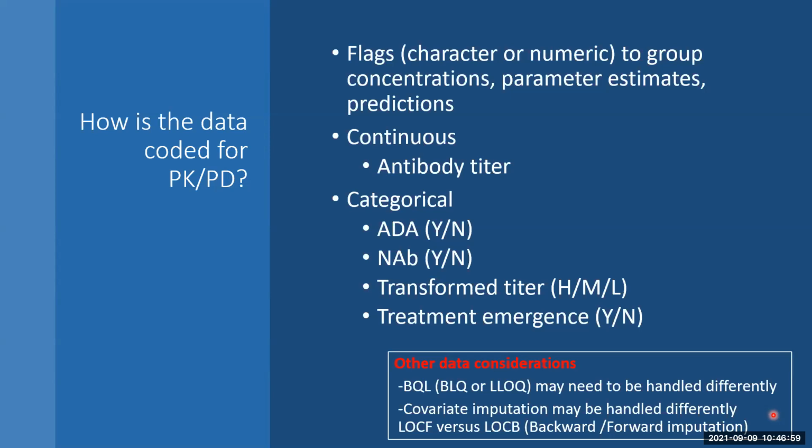The anti-drug antibody may also have an effect on the way we code other covariates as well. So just keep in mind that there might be some unusual requests to recode or to reevaluate how things fit together in an analysis data set based on the perceived interaction between the anti-drug antibodies and the drug that we're examining.